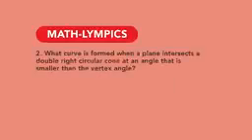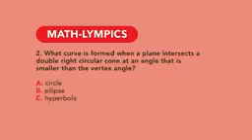Number 2, what curve is formed when a plane intersects a double right circular cone at an angle that is smaller than the vertex angle? Is it A. Circle, B. Ellipse, C. Hyperbola, or D. Parabola?